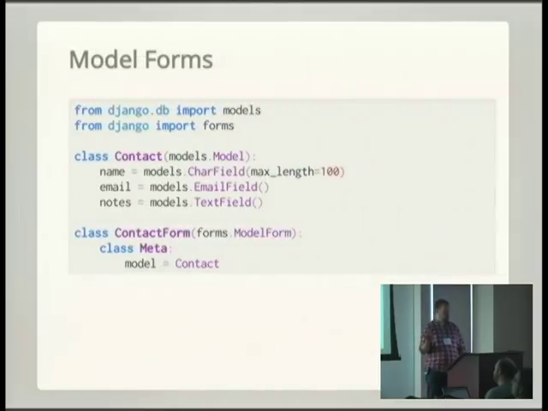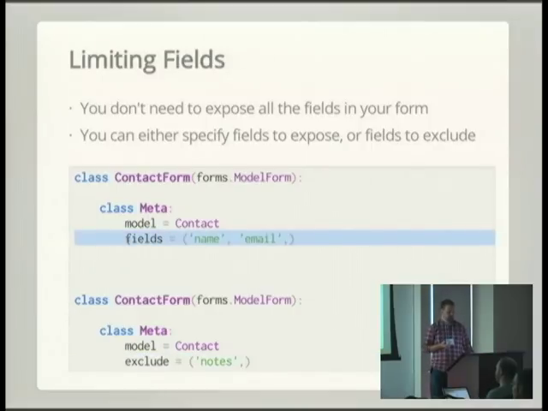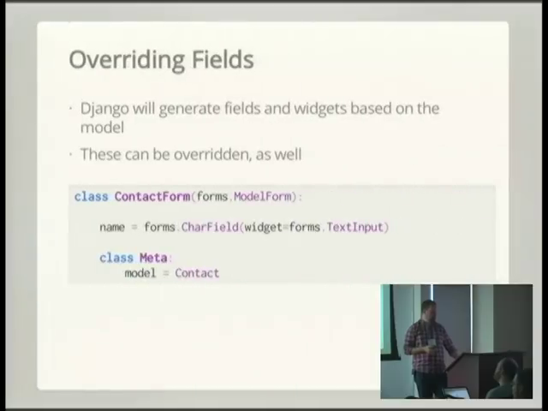So here's an example where I have a contact form and a contact model. My model has three different fields: a name, email, and some notes. In my contact form, all I have to do is define this Meta inner class and tell it what the model is. It's going to go look at the fields, introspect them, and generate the corresponding fields, because remember, we saw they match up pretty closely. You can say, I only want certain fields. That's kind of helpful. I could exclude notes, or I could limit it to name and email. And finally, you can override particular fields. So here I'm saying, for example, that my name should be a text area, a text box, as opposed to a one-line input.